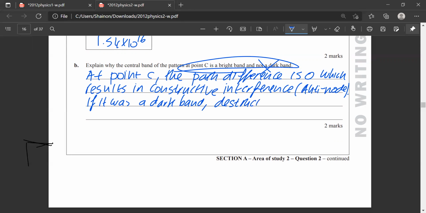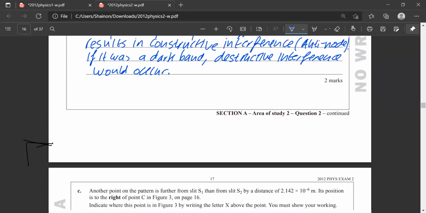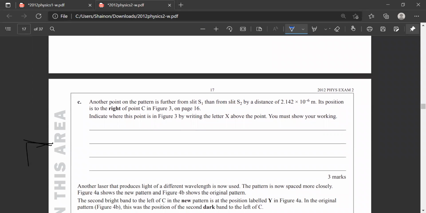Destructive interference would occur. We know the path difference, but we don't know if it's going to be either constructive or destructive, so we have to trial and error. Usually they won't make it that easy, so I just tried the node first.